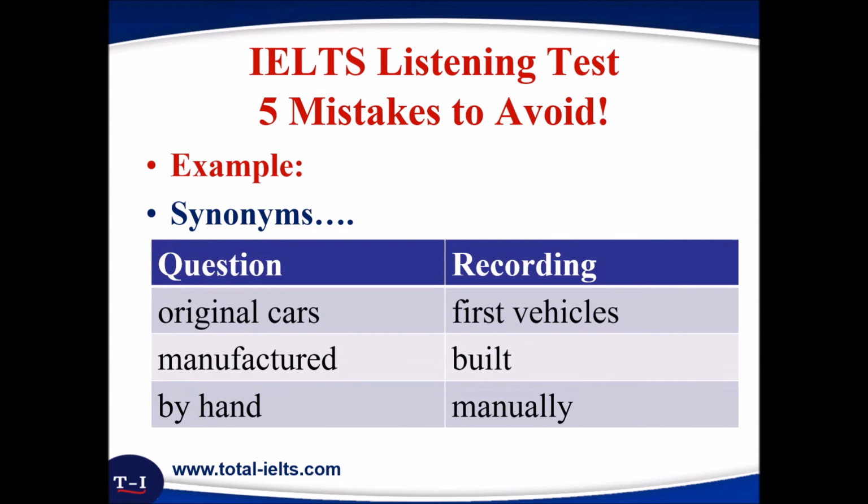Let's look at the use of synonyms here in this question. So the question says original cars and the recording says first vehicles. Manufactured is built and by hand manually.